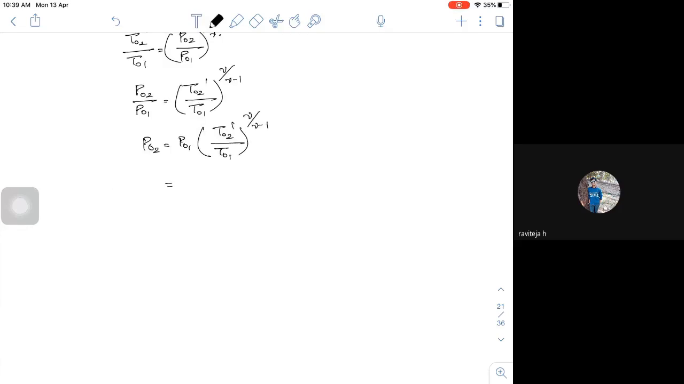Now let's substitute all the values. This is 100 kilopascals into (361.6 divided by 300) to the power of 1.4 divided by (1.4 minus 1). If I substitute everything in my calculator, I'm getting around 191.96, which is 192 kilopascals. This is my P02.